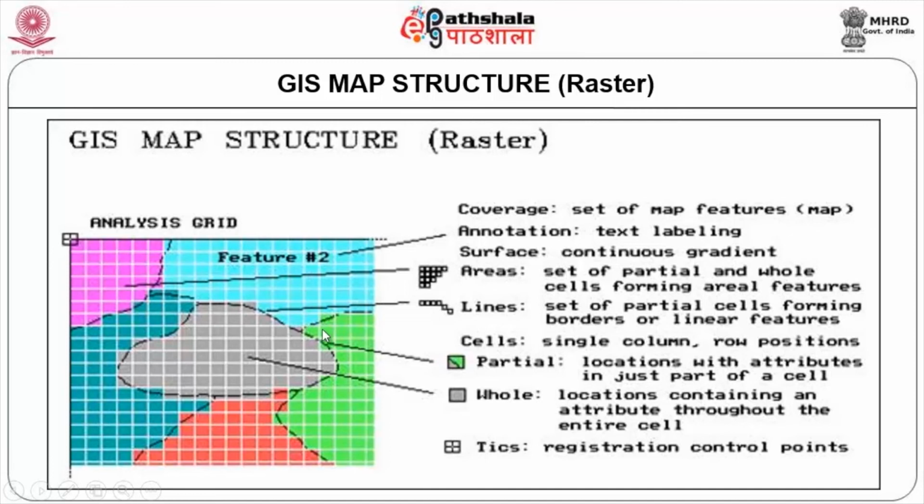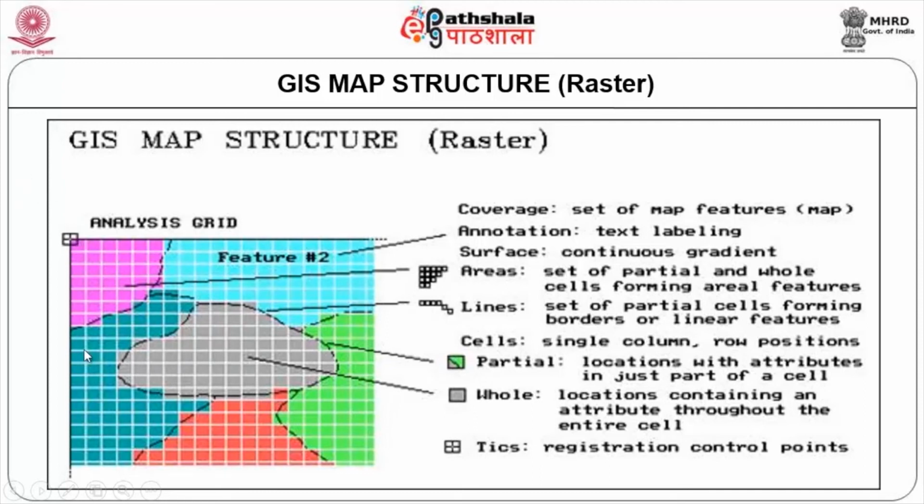So, you may lose some data. Of course, the whole cell, the entire area should be covered by the same theme. Obviously, when you come to the tick, it is the same thing as in the case of your vector data, where this will be the control point, and again that will be a kind of a cell; it cannot be point data.